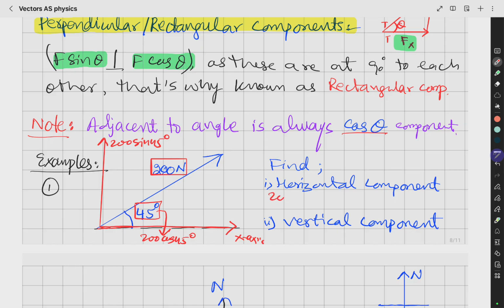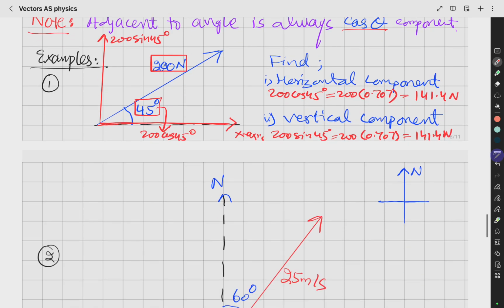So horizontal is 200 cos 45, and you will put this in the calculator. Cos 45 is 0.707, so it is actually 141.4 Newton. And the vertical one is 200 sine 45. Sine 45, you know, has the same value as cos 45, 0.707, so both components have the same value.